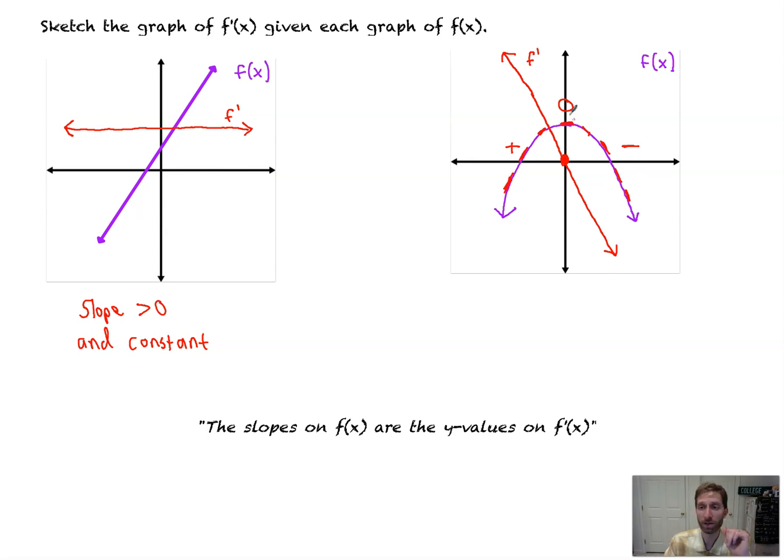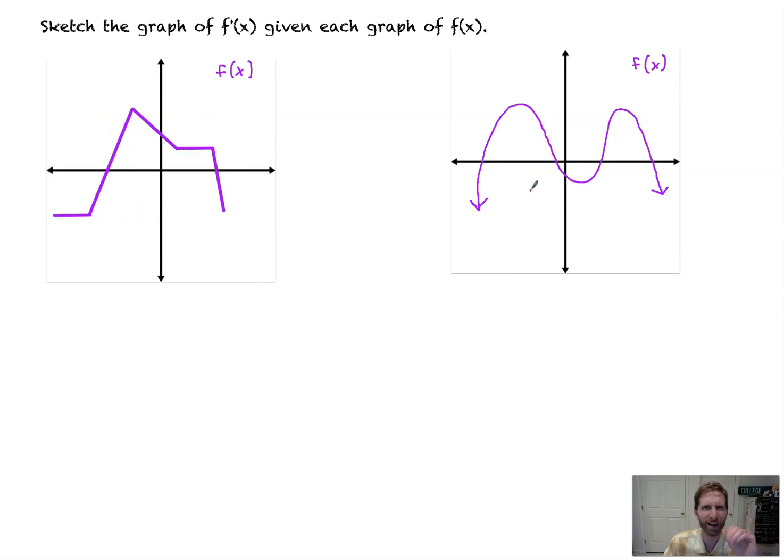So the slope here is 0, the y value on the derivative is 0. The slope here is pretty positive, so is the y value in f prime. The slope here is negative and getting more negative, so too does it happen that the y values are negative and get more negative. Nice. And of course we'll have exercises on this at the end of the whole lesson, and it's worth practicing.